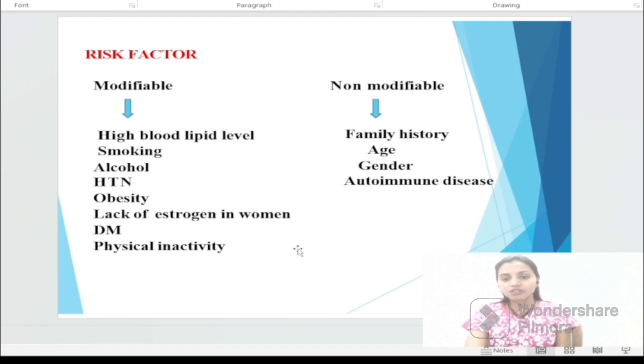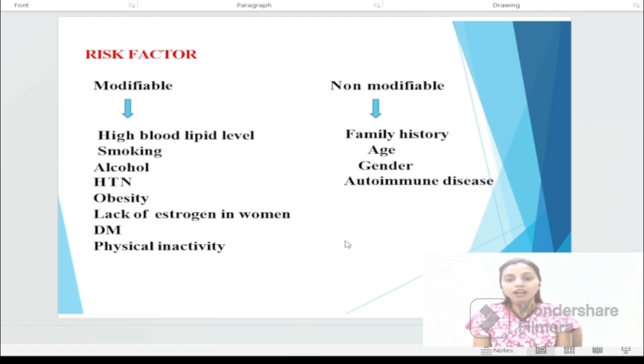The last one is autoimmune diseases, which are also caused genetically. If any patient has autoimmune diseases, bleeding disorders or clotting disorders, these can cause thrombus and embolus. So these patients are at risk of developing myocardial infarction. So that is all about the risk factors of myocardial infarction.